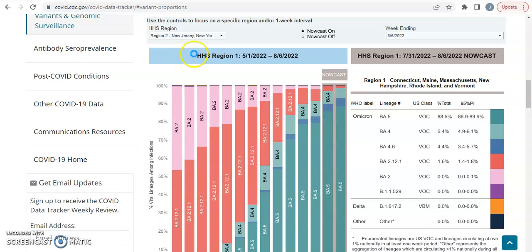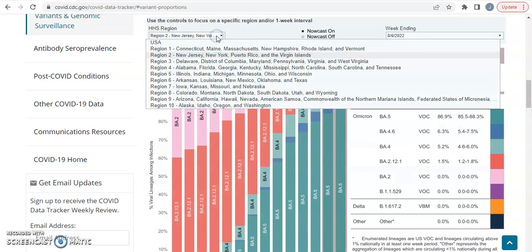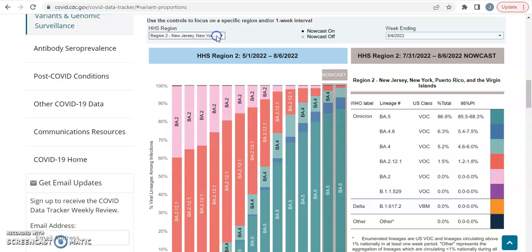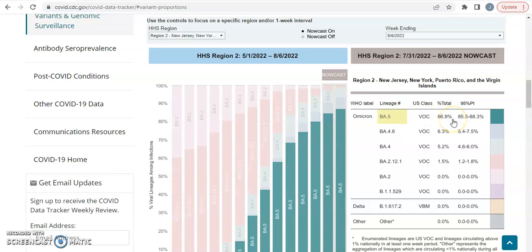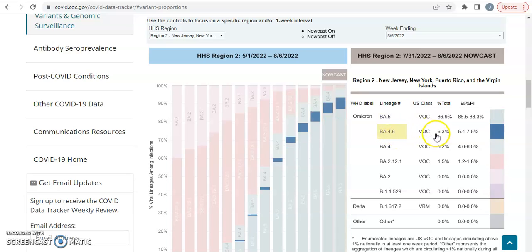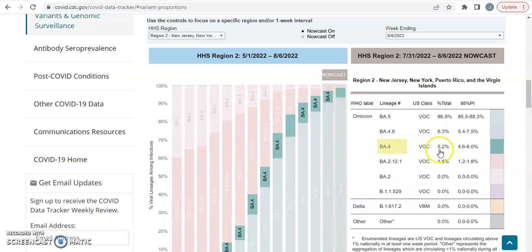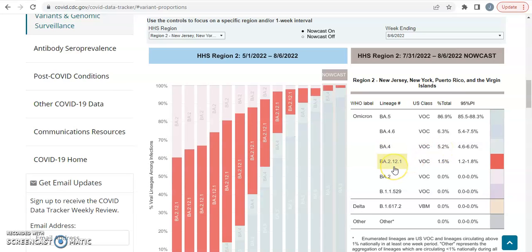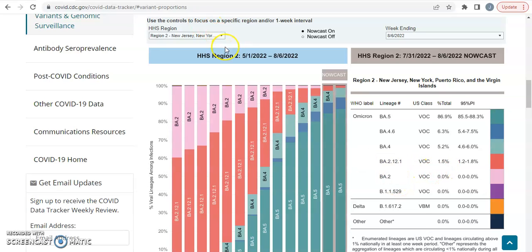How about New Jersey, which would be New Jersey, New York. This also includes Puerto Rico and Virgin Islands. Why Puerto Rico is included in this, I don't know. But check this out. BA.5 is 86.9% of the cases. But look at BA.4.6. It's gaining ground here, 6.3% of the cases. Then you have BA.4, which is 5.2% of the cases. Then we have BA.2.12.1, which is 1.5%. And BA.2 itself is gone.